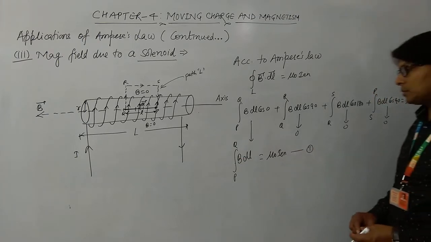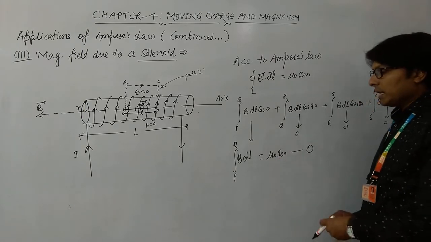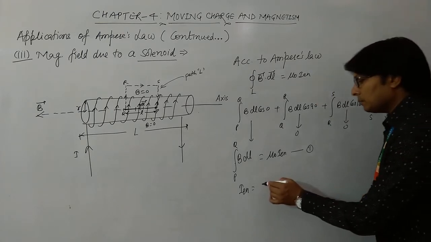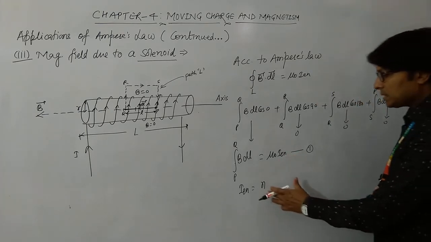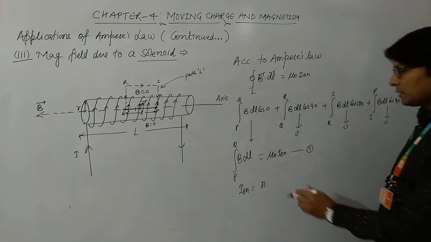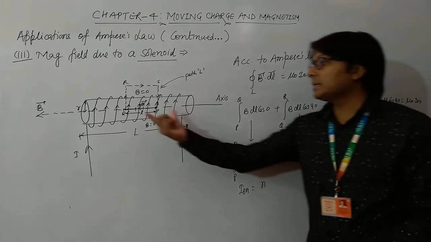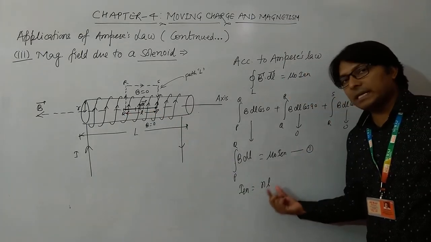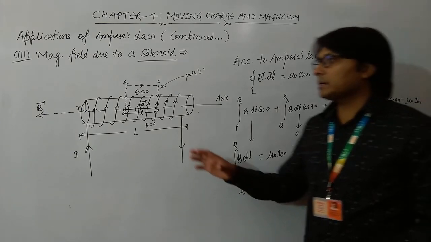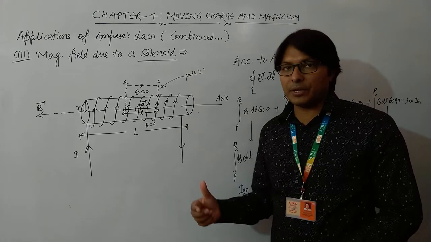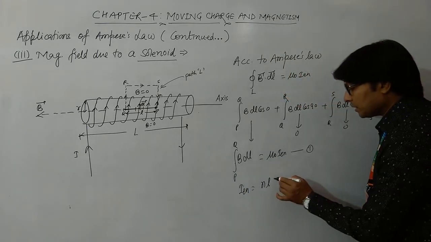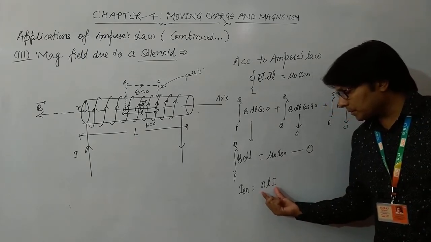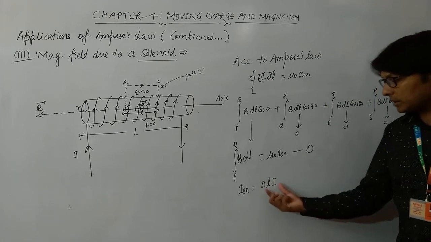Now let us talk about this I enclosed. I enclosed can be found simply by multiplying the number of turns per unit length in this solenoid by the length small l. So n into L. These are the total number of turns in L length, and the current flowing in these loops is I ampere. So the total or effective current will be nLI. You can take one more look at this, how it is nLI.